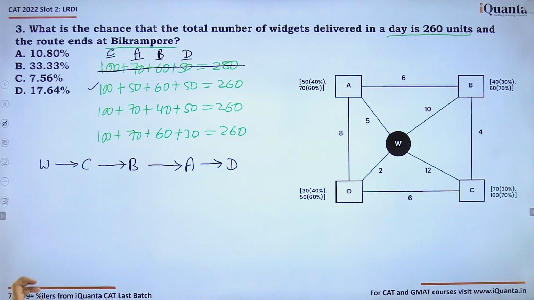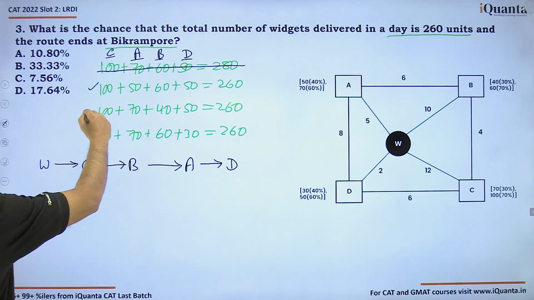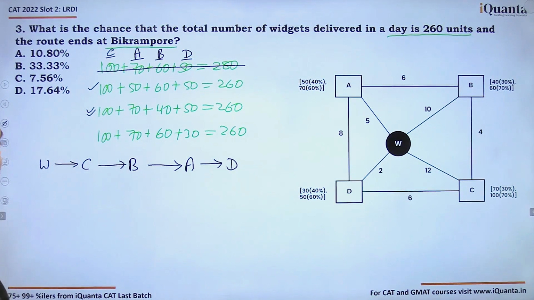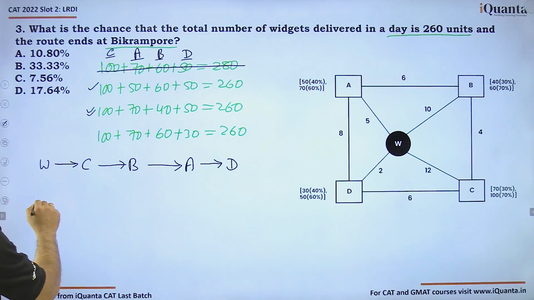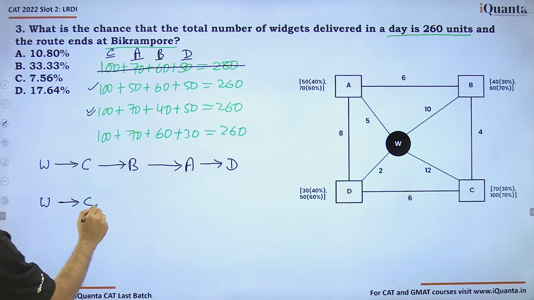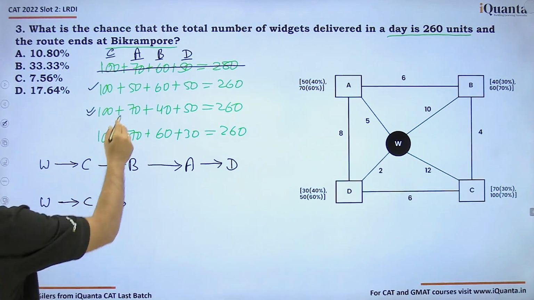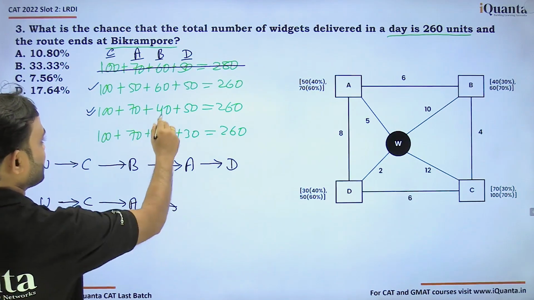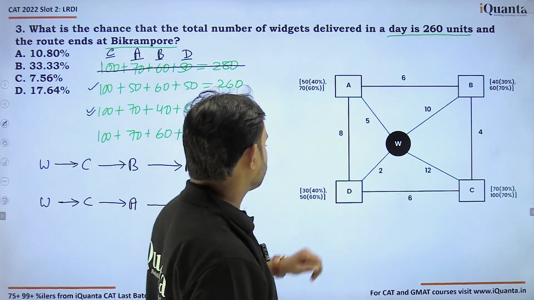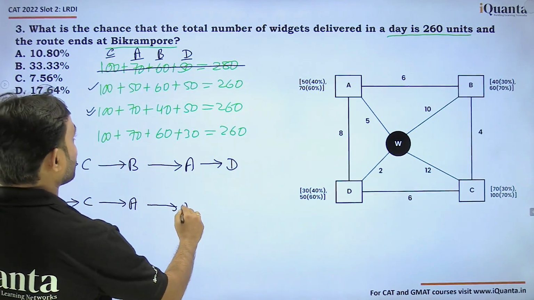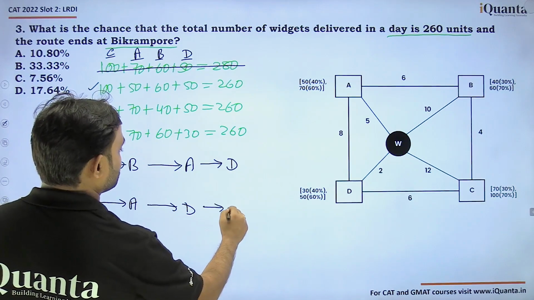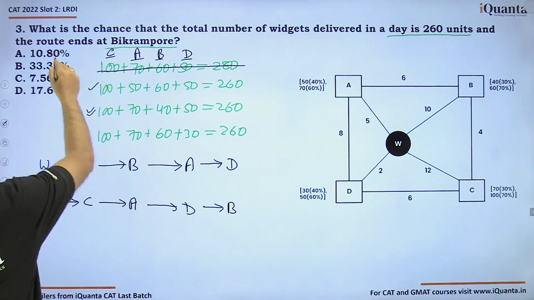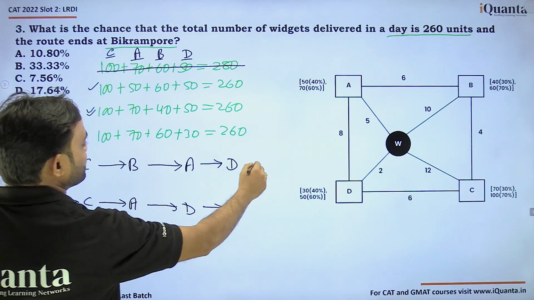Now, total demand is 260, right? This is one of the cases. If we consider this one, let's check out this one. What will happen here? So we are going to start from W, then we are going to C, then after C we are going to A, and then 40 or 50, so we are going to go to D, and we are going to go to B. So it says the route ends at B. We can discard the first case.